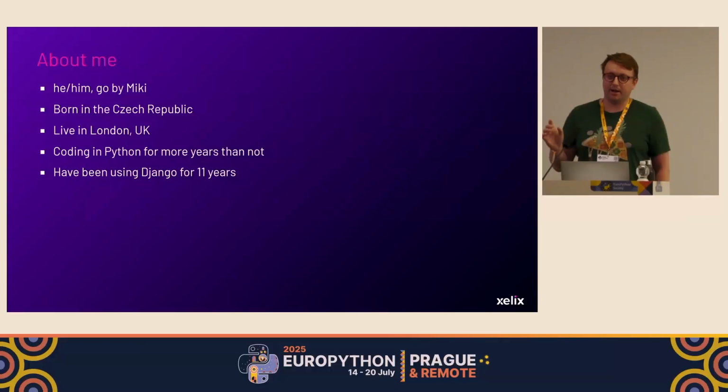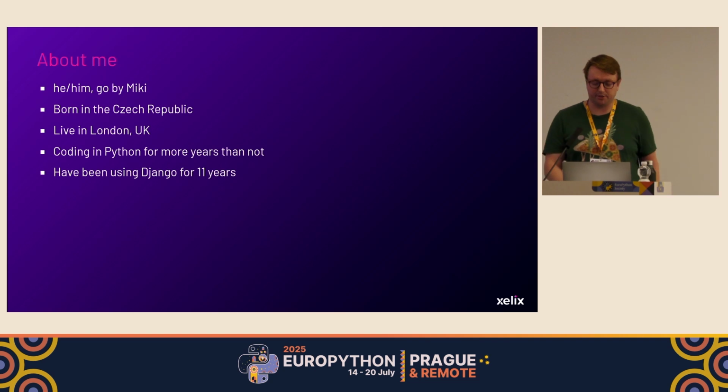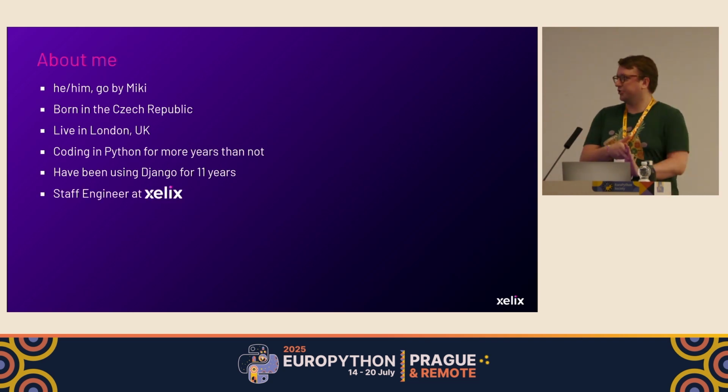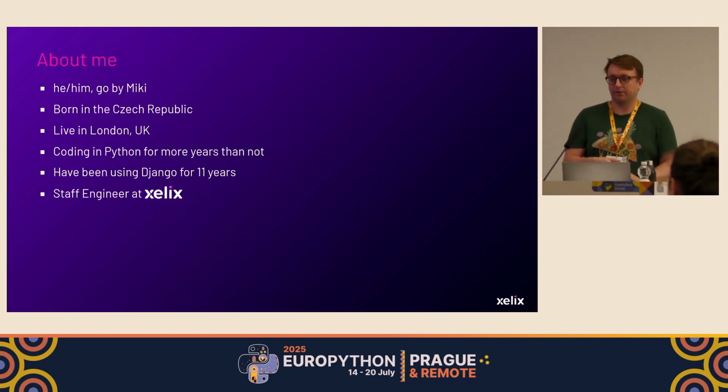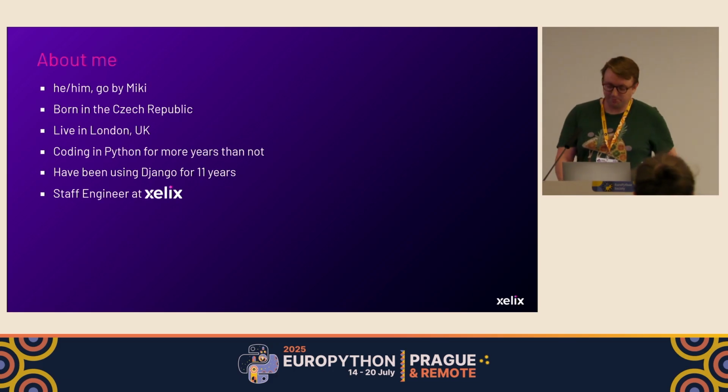I've been coding in Python for more years than not, but more importantly, I've been using Django for about 11 years, and about 10 of them I've been using this technology that I'm going to be talking about. I'm a staff engineer at a company called Zelix. We're a SaaS company in London. If you're looking for a job, come talk to me afterwards.